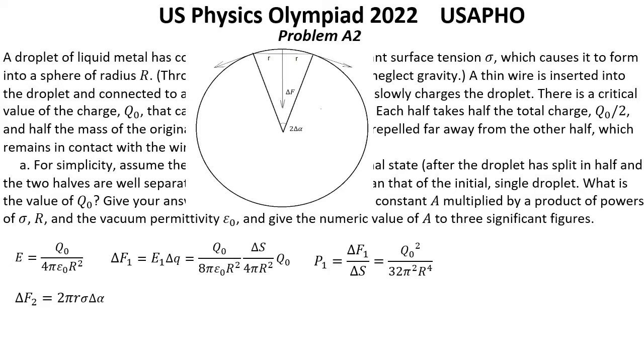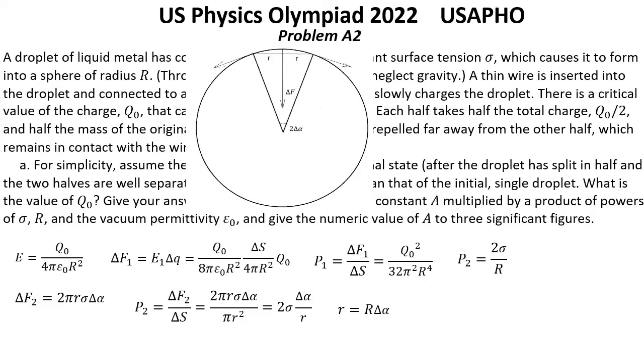And now to find what is the inward pressure, we need to divide it by pi r square. That will give us 2 sigma delta alpha over r. But taking into account that small r equals the radius of the droplet R multiplied by delta alpha, finally we will get P2, the pressure from surface tension, equal to 2 sigma over R.